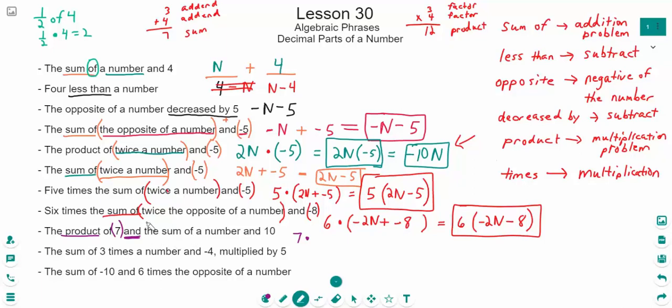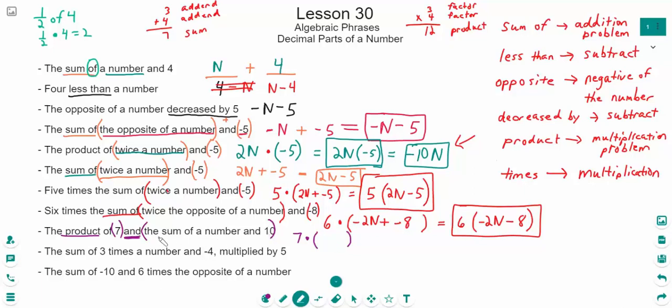So the second part of this product, the second factor, is the sum of a number and negative 10. So the second factor is another expression, so we're going to set it in parentheses. The second factor is the sum of a number and 10.